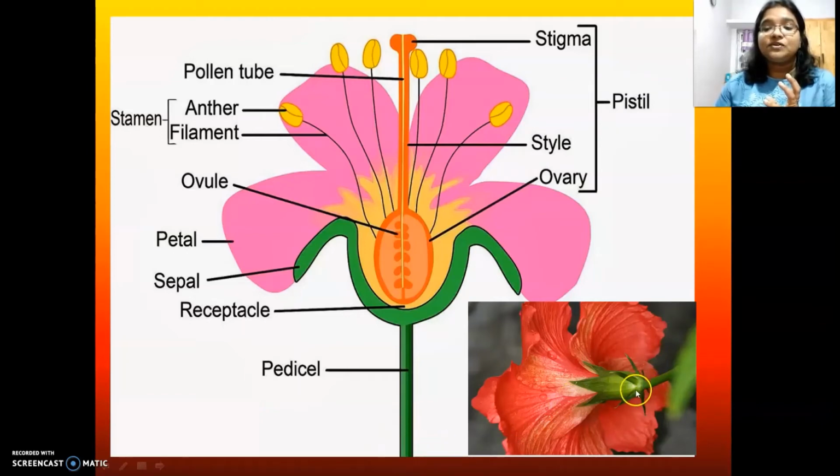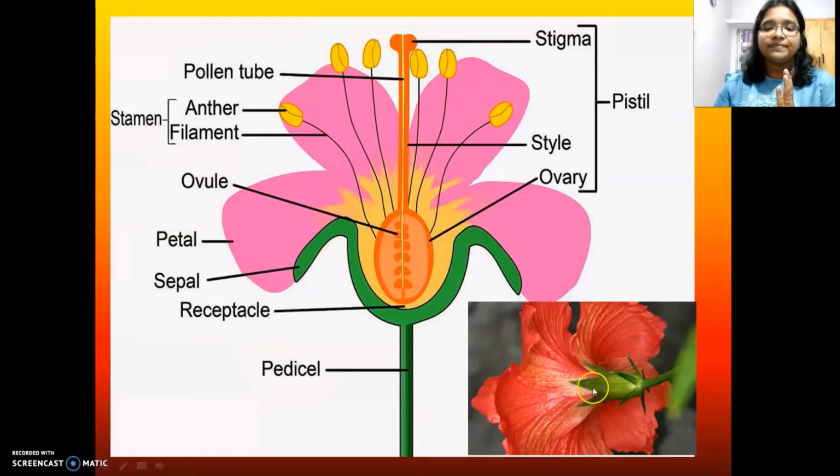Then bracteoles are mostly present in case of flowers. In shoe flower, you could see bracteoles are arranged in the form of a whorl, and that is called epicalyx. See, this is the epicalyx. And in majority of flowers, four whorls are present.